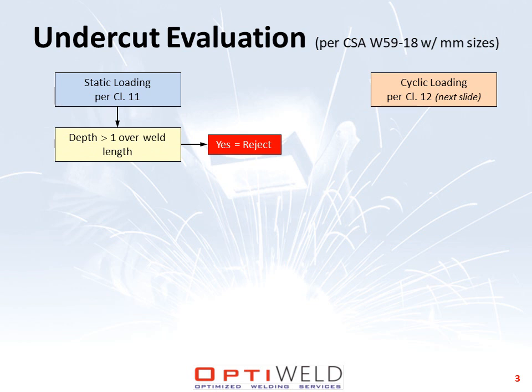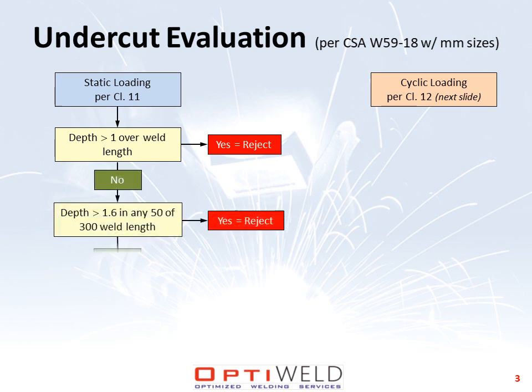This is my interpretation of that ambiguous statement. If the undercut depth is more than 1 millimeter over the length of the weld, it should be rejected. If it does not run the entire length of the weld, then up to 1.6 millimeter depth is permitted, but for no more than 1/6 of any 300 millimeter long weld length.